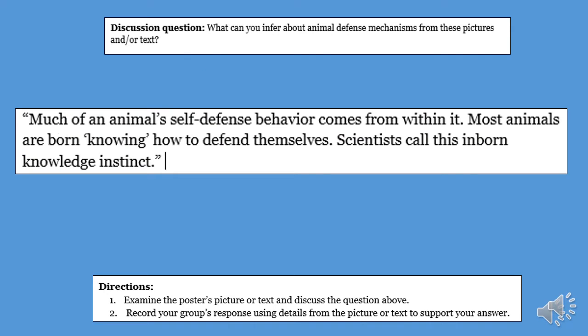The following is a quote from your animal behaviors book. Much of an animal's self-defense behavior comes from within it. Most animals are born knowing how to defend themselves. Scientists call this inborn knowledge instinct. Think about how that instinct would help an animal survive.